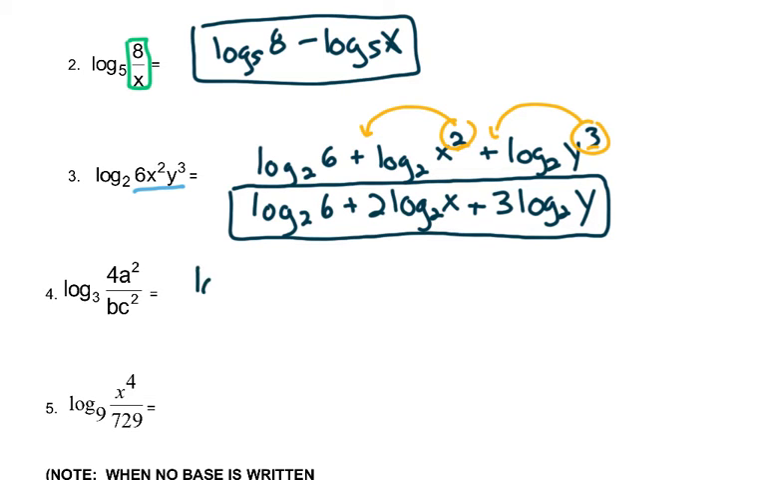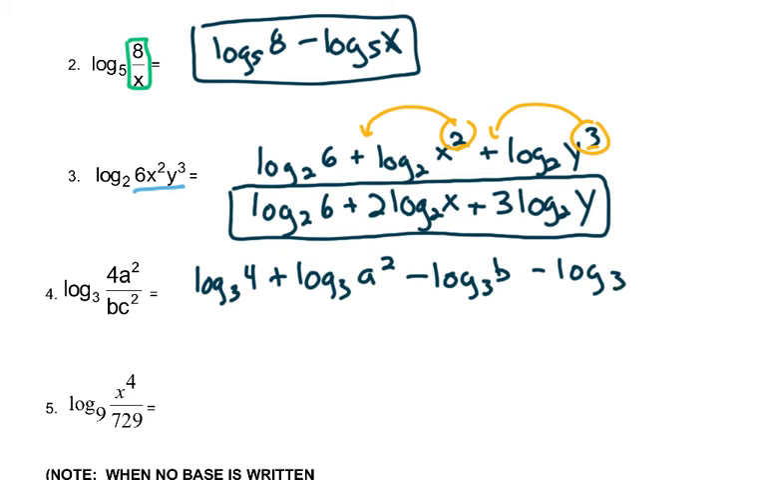So this could be log base 3 of 4 plus log base 3 of a squared minus log base 3 of b minus log base 3 of c squared. So the ones that were on the denominator, I'm subtracting, and ones that are in the numerator, I'm adding.